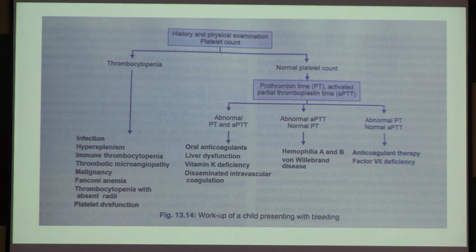If PT is normal but APTT is abnormal, that is Hemophilia A and B, due to deficiency of factor 8 and 9, and von Willebrand disease. And if PT is abnormal but APTT is normal, then what are the possibilities?